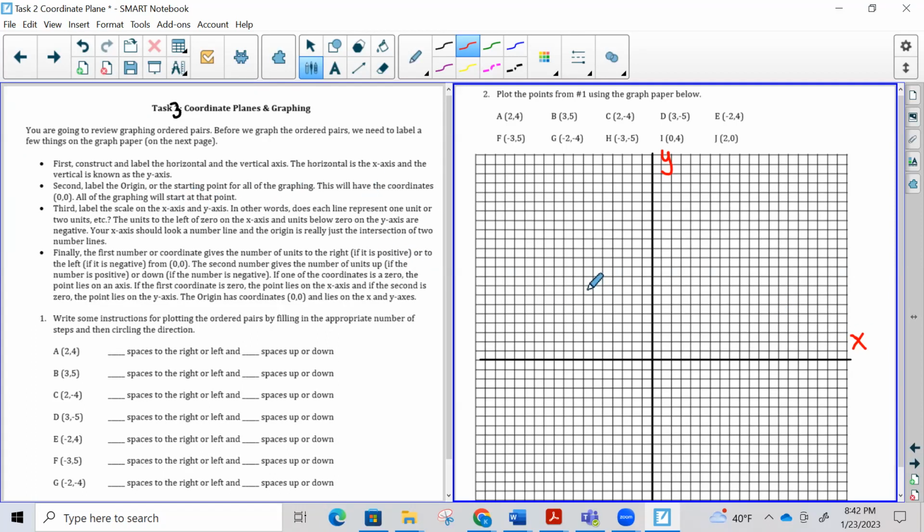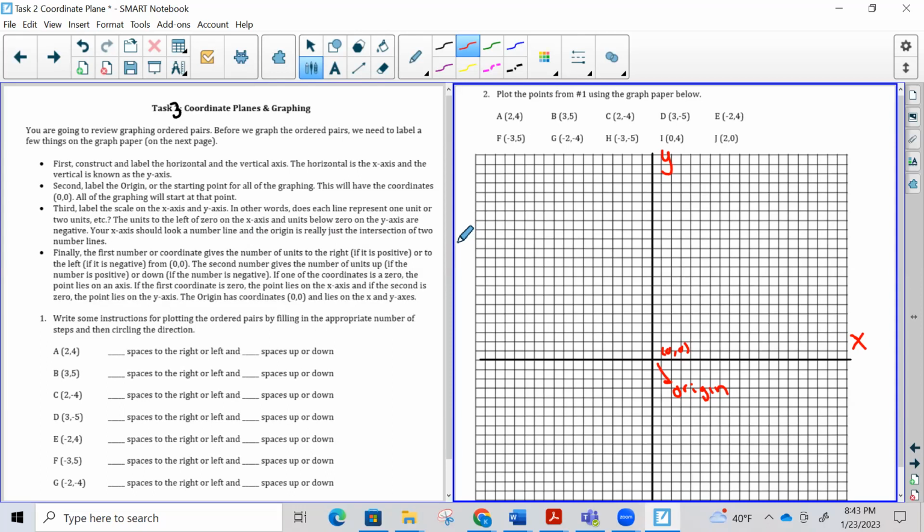So then we're going to label the origin or the starting point for all graphing. So the origin is this middle point here. And so this represents the origin. This is the coordinates 0, 0. And so we start all of our graphing from that point.